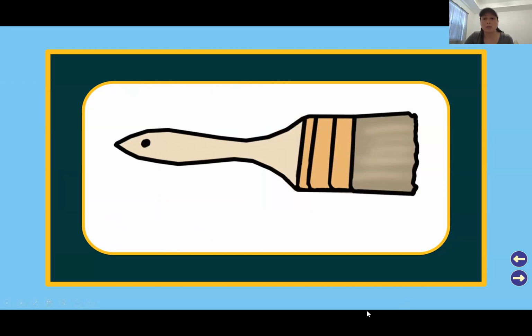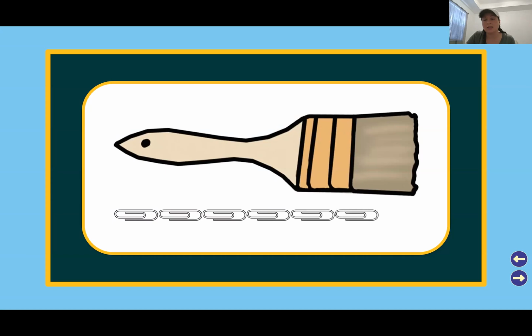So now we have a paintbrush. In this lesson, we were using different items like pennies or paper clips or blocks to measure these items. Let's see how many paper clips it takes to measure this paintbrush. 1, 2, 3, 4, 5, 6, 7. 7 paper clips to make it as long as this paintbrush.